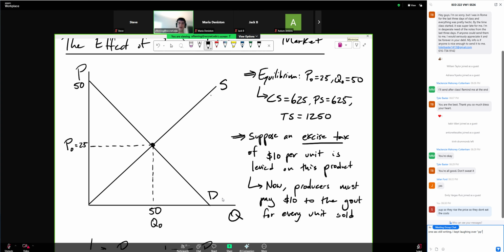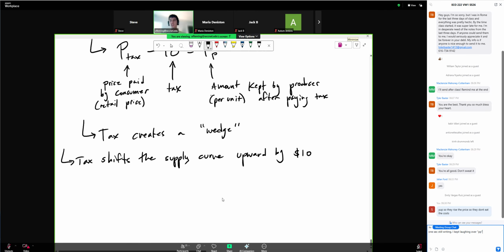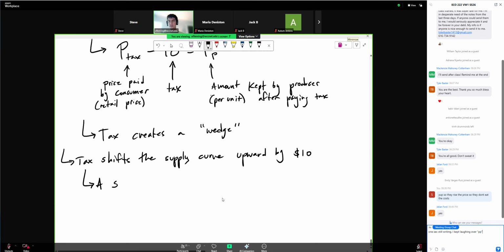Now, if you put a tax of $10 on that product, they're not going to be willing to sell it for $25 anymore. Why? Because they're going to have to send $10 of that to the government. Now, for that 50th unit, they're going to require at least $35 for producing and selling that unit, because after they send $10 to the government, they'll be left with the $25 that they wanted for that unit. Does everybody see what I mean? So it's going to shift the supply curve exactly upward by $10, and that is because a $10 tax increases the cost of production by $10 per unit.